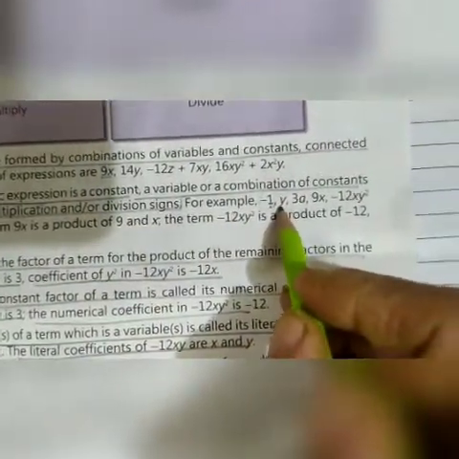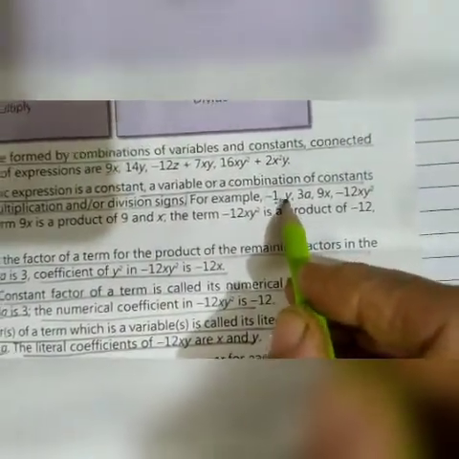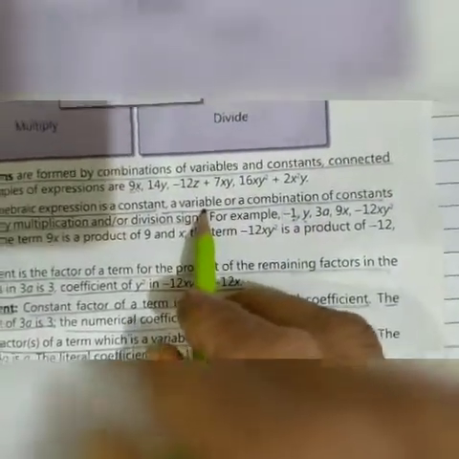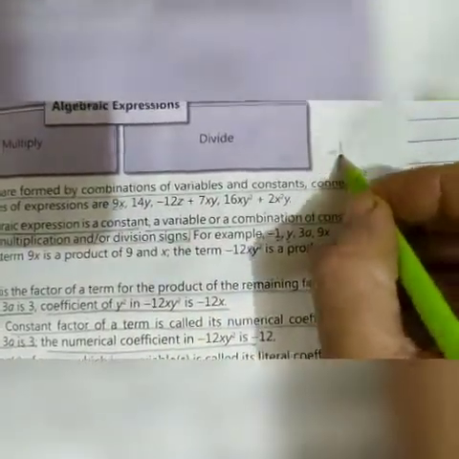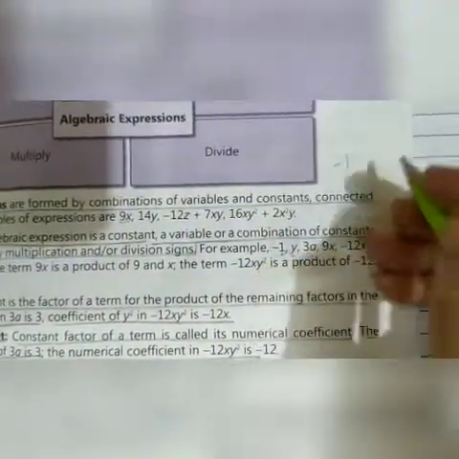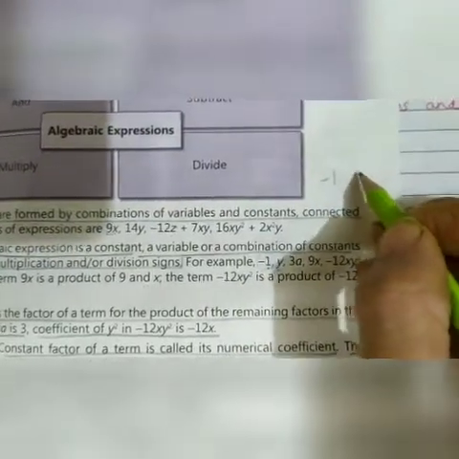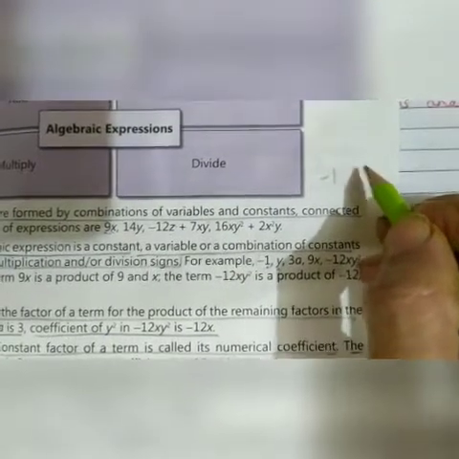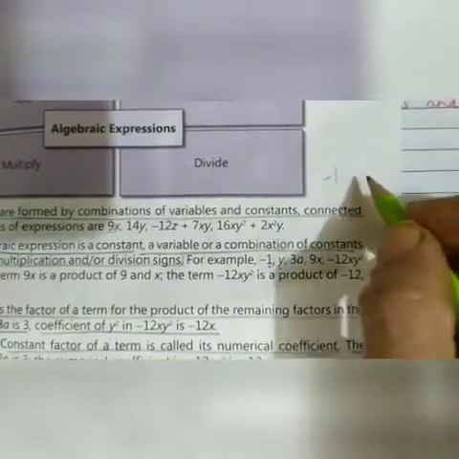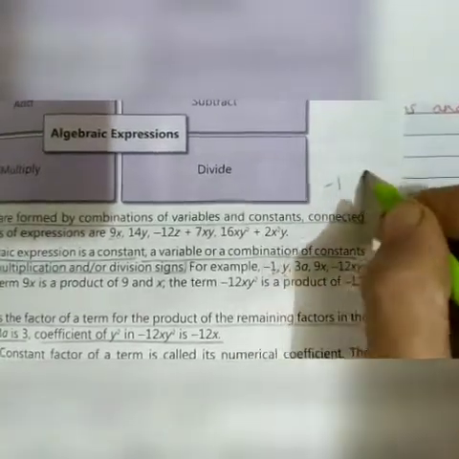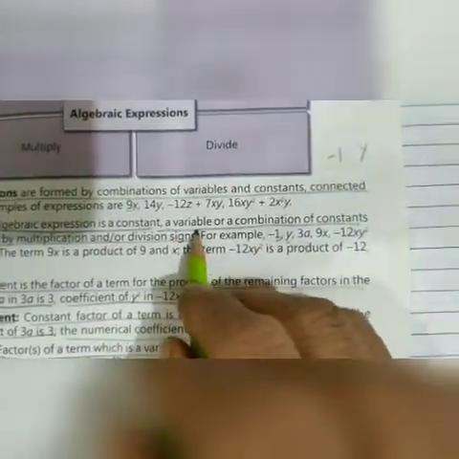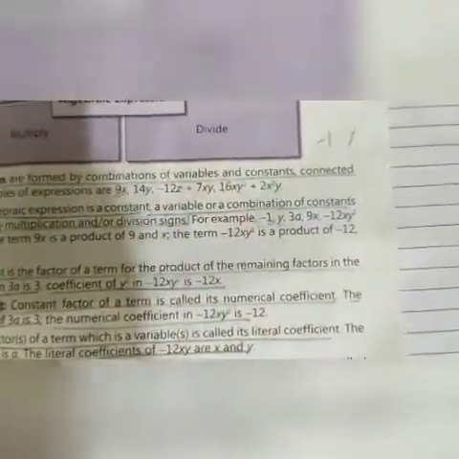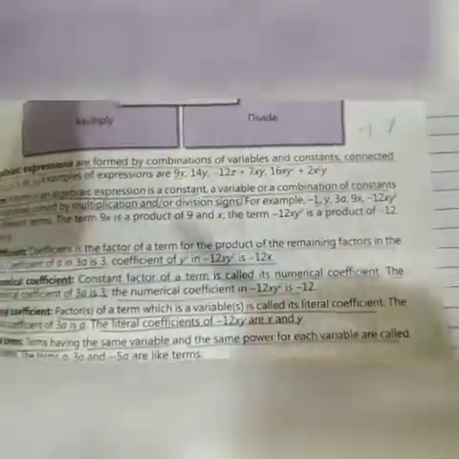The second example is y. Here it is only y. If only English letters are given, then it is a variable. If only a numerical value is given, like minus 1, it is a constant. If only an English letter is given, suppose a, b, c, x, y, z, p, q or any letter, here it is given y, so it is a variable.